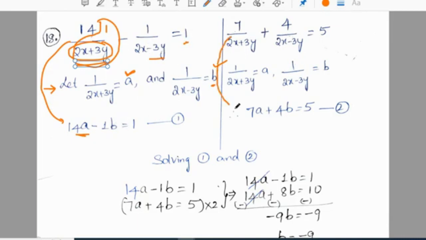Again, converting these equations in terms of a and b, 7 by 2x plus 3y. 7 means 7 into 1 by 2x plus 3y, which I have assumed as a.